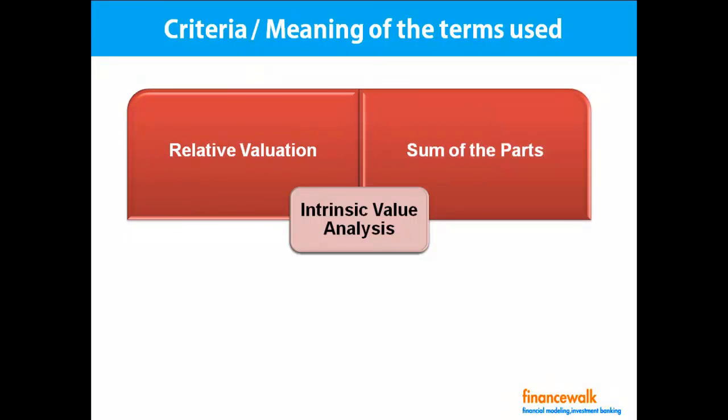Next part is sum of the parts valuation. Determining fair value of a stock by determining private market values for a firm's individual units. That's called sum of the parts. I repeat, determining fair value of a stock by determining private market values for a firm's individual units. For a company with no clear comparison, or a conglomerate, how to do that? Break divisions up as standalone business units. Calculate a relative value for each division and then arrive at a blended valuation. This is called sum of the parts valuation.